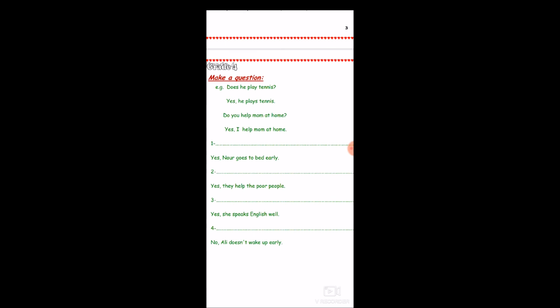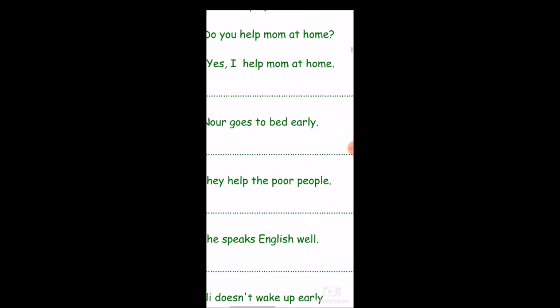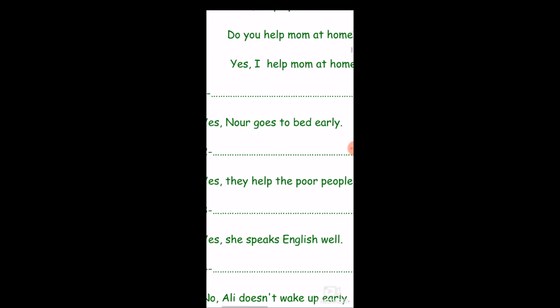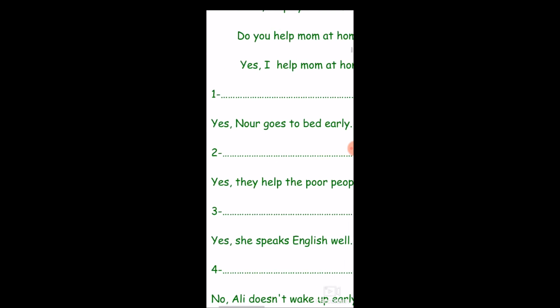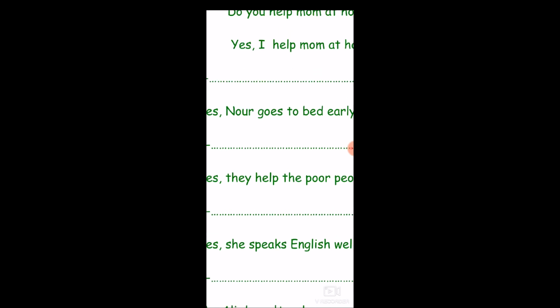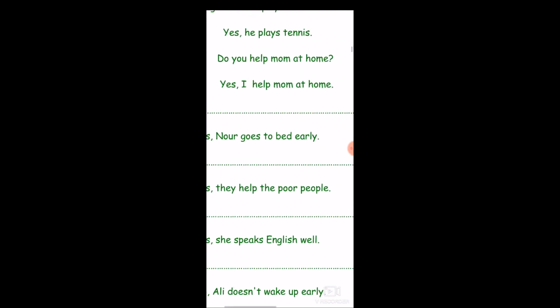Number 2. Yes, they help the poor people. Focus on the verb, it's help. So I should start my question with do. The question will be, do they help the poor people?